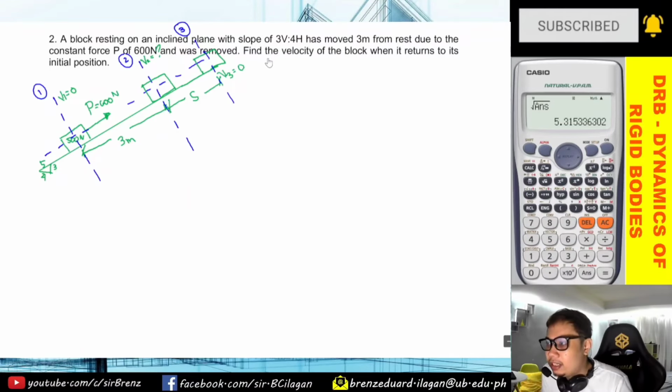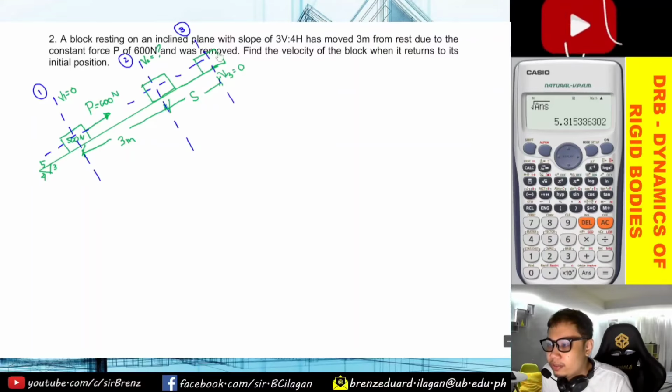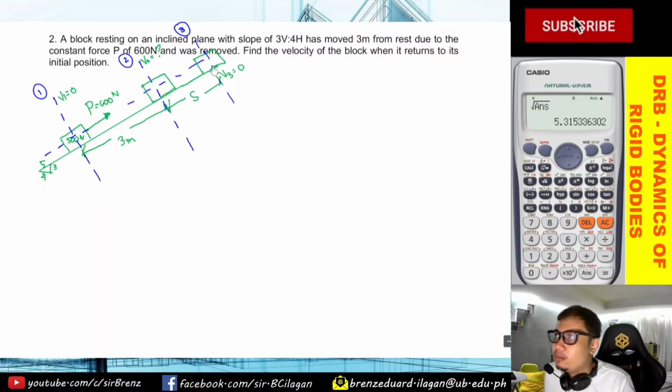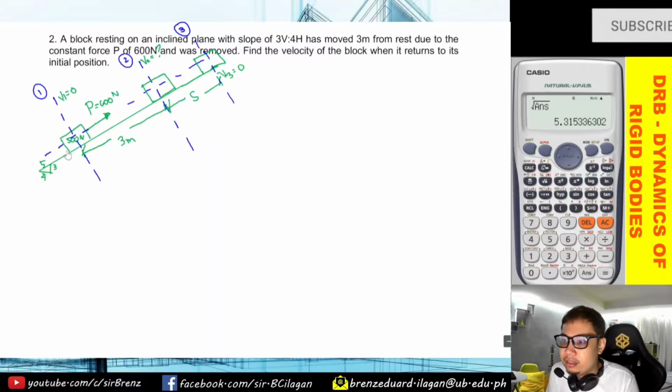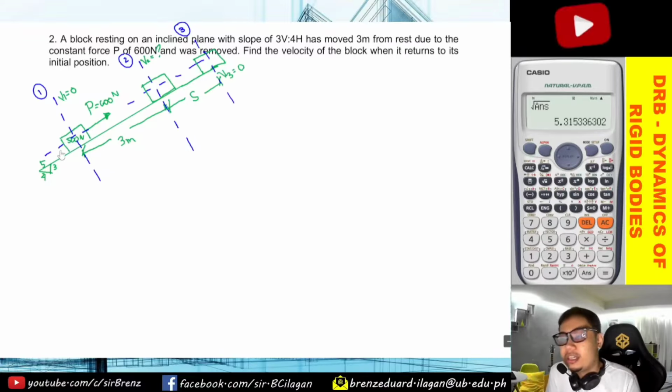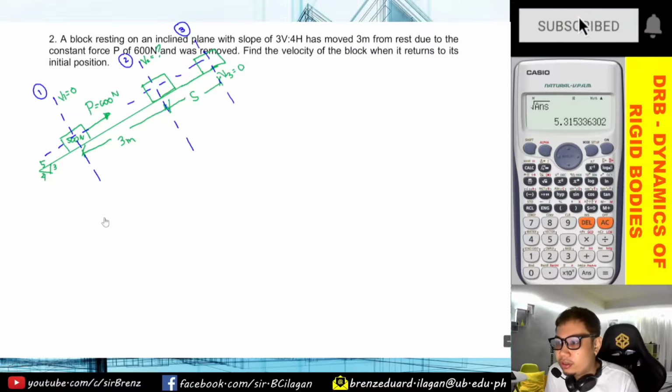Ang hinahanap kasi dito, find the velocity of the block when it returns to its initial position. So, from this point, syempre, tumigil na. So, because of the gravity, bababa naman ulit siya papunta doon. So, tinatanong niya, ano yung naging velocity niya nung nag-arrive siya ulit dito sa initial position niya. Okay, so dalawang scenario.